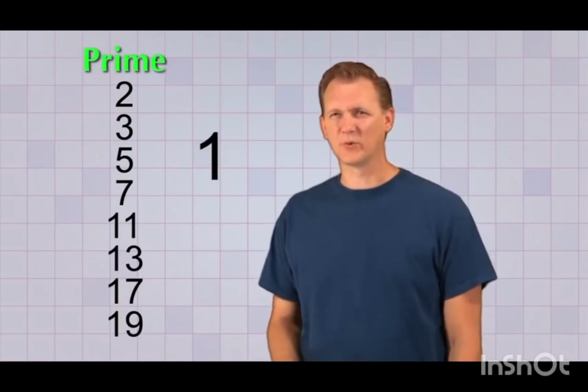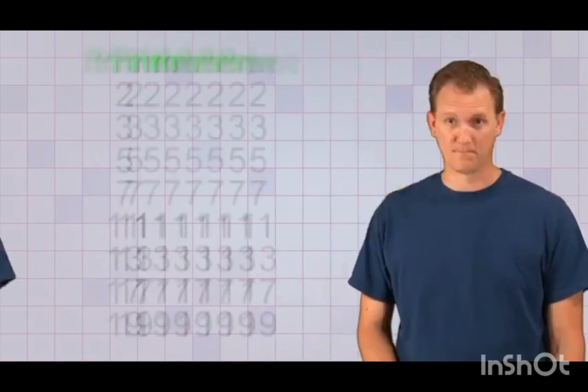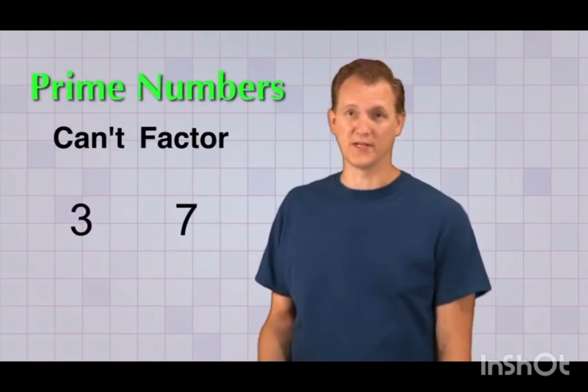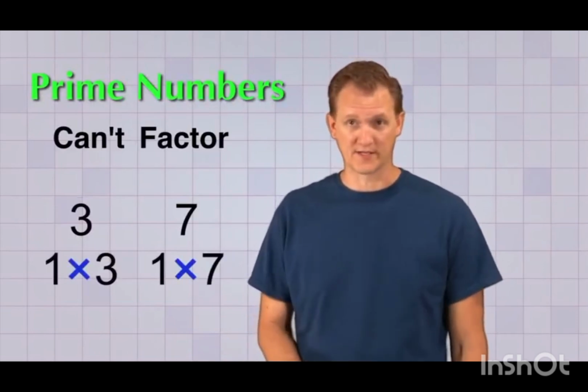Now, some of you might be wondering why 1 isn't on the list of prime numbers. Well, 1 is a lot like a prime number, but for some technical reasons, it's not considered prime. Okay, so in a way, prime numbers are just special numbers that you can't factor, unless you use the obvious factors of 1 and the number itself.